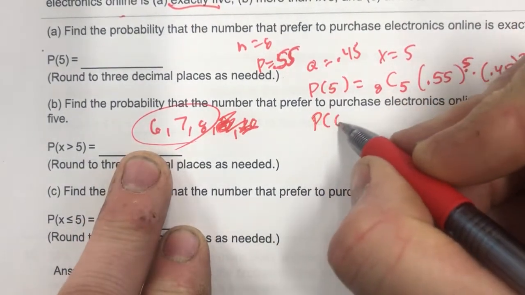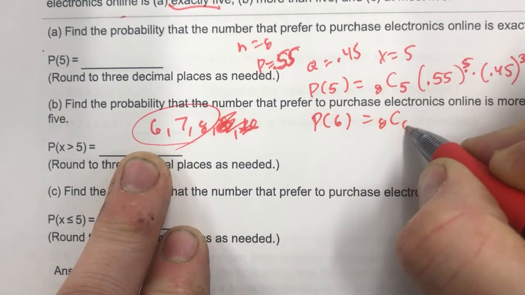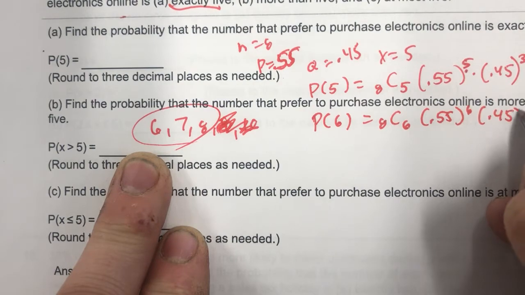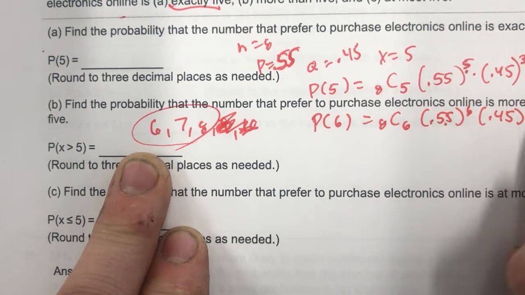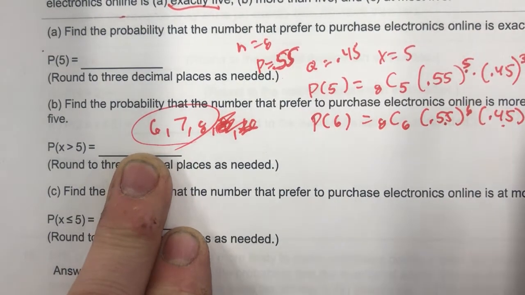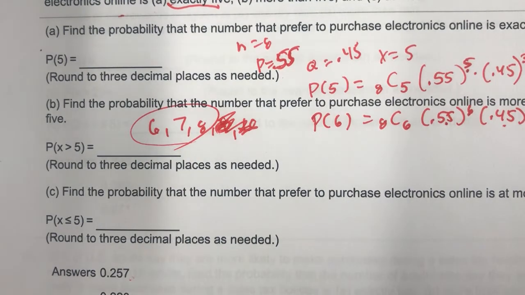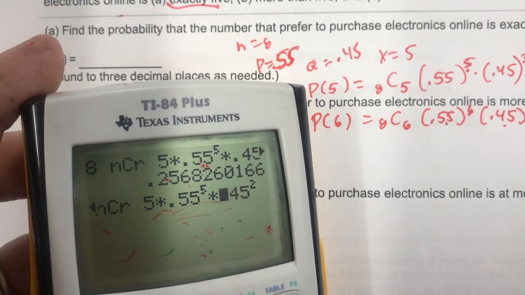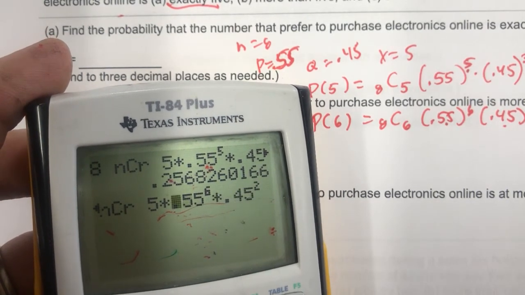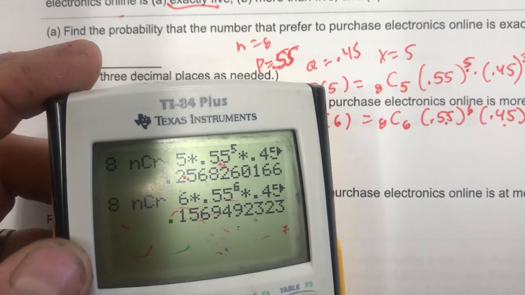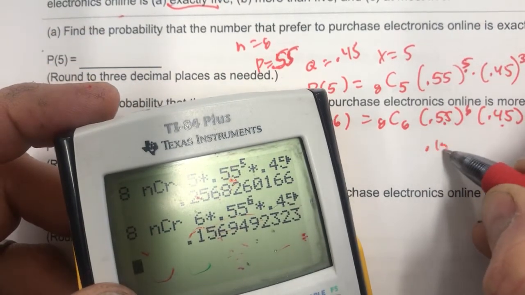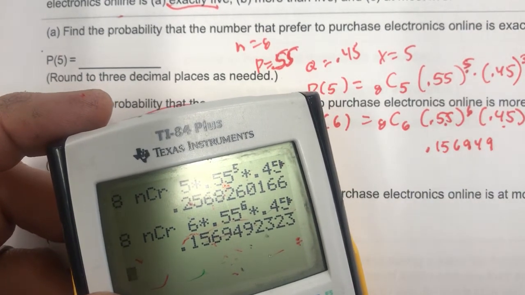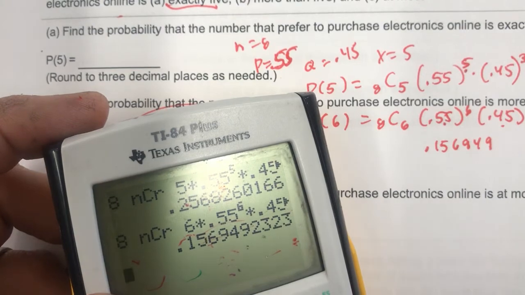So P of 6 is going to be 8 nCr 6, and then 0.55 to the 6th power, which means I have 0.45 to the 2nd power. Since I have 6 successes, I have to have 2 failures. So I type this in. Luckily, I've already got it on my calculator here, and I'll just change this to a 2, change this to a 6, and then there you go. Now, like I told you a while ago, 0.1569949. I'd write 6 decimals down. That way we don't round and get something different.